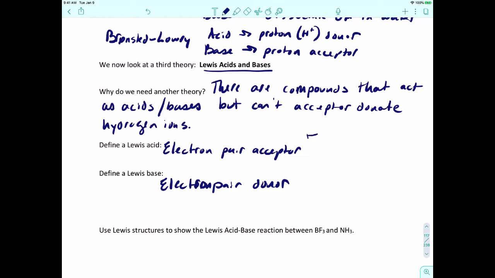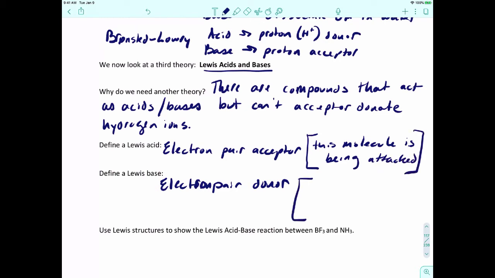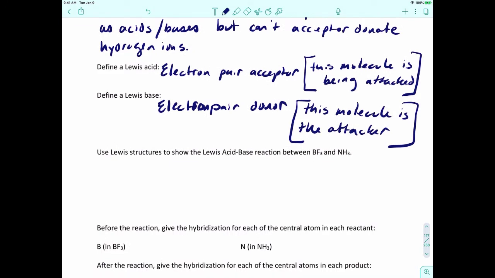Okay, in other words, and this is going to set the stage for what you'll see in organic chemistry, a Lewis acid is the molecule that's being attacked. And a Lewis base is the molecule that is attacking. It's the attacker. Okay, so we can actually show a Lewis acid-base reaction between BF3 and NH3 by using electron dots.